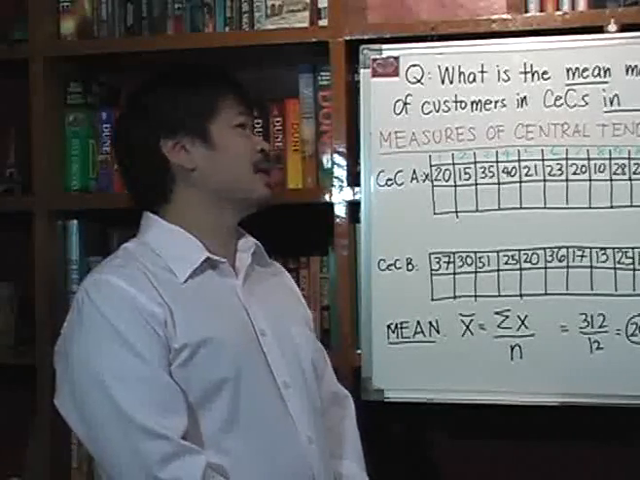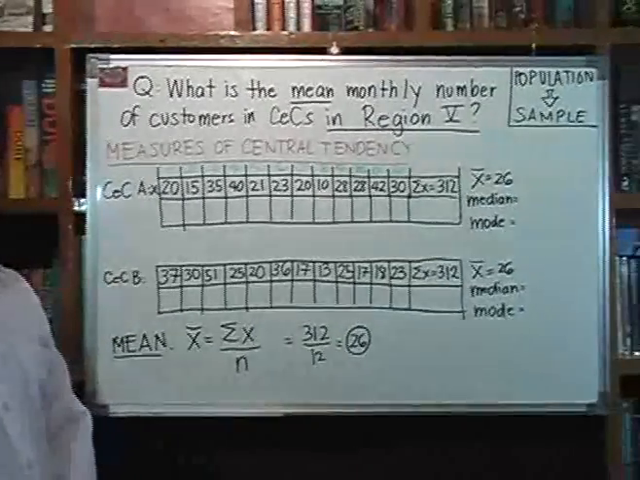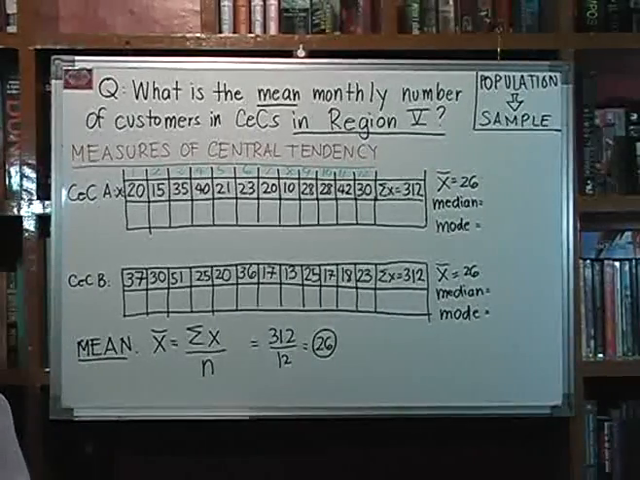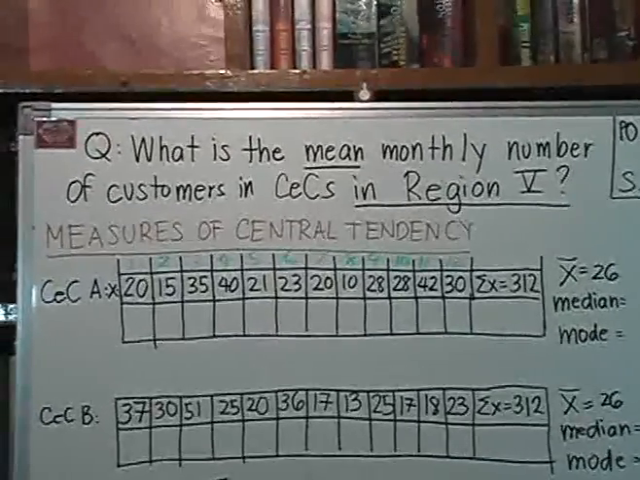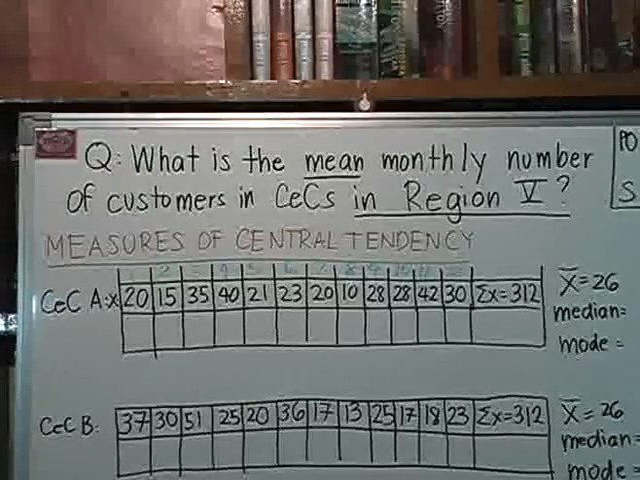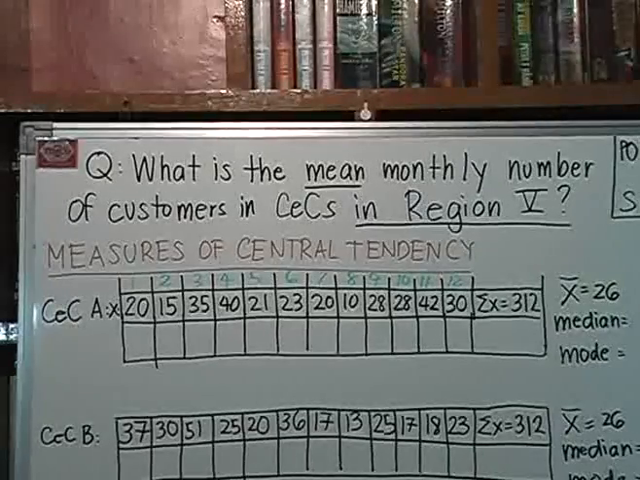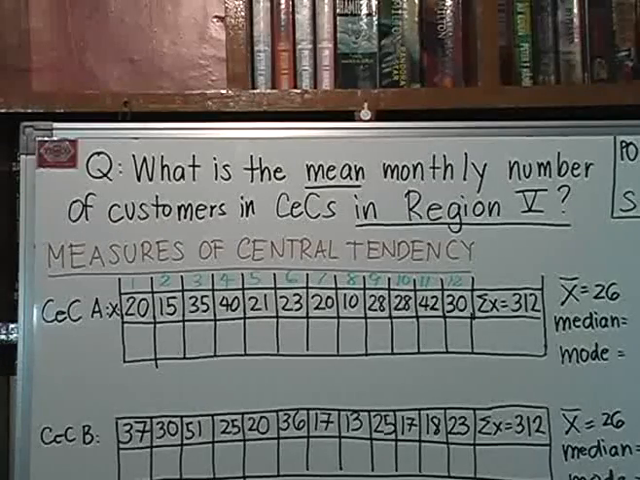For this first part, we'll be talking about measures of central tendency. These are very important basic concepts of statistical analysis, right? So let's go to this example. Let's say that your question is, what is the mean monthly number of customers going to CECs in region 5? Mean is also one way of saying average. The word average is the more layman's term for the word mean, right?